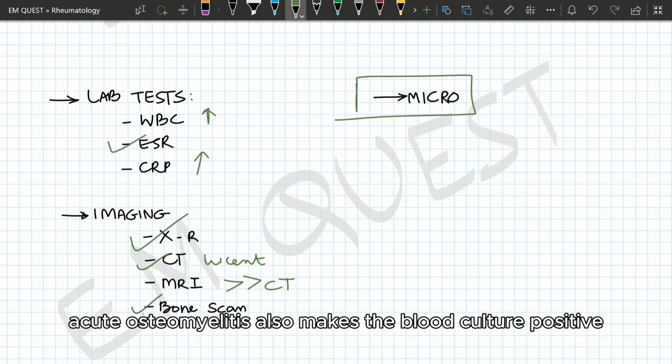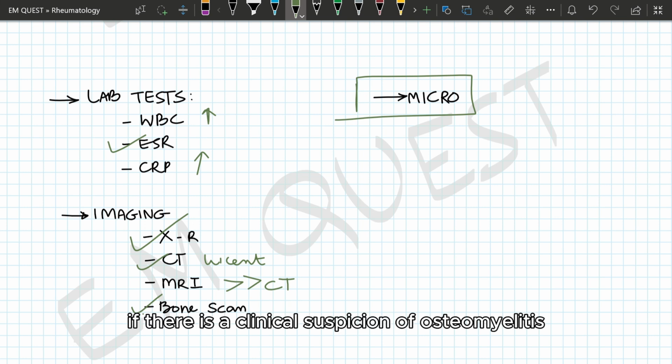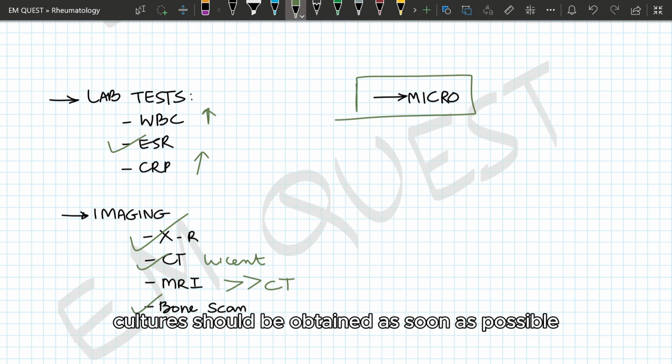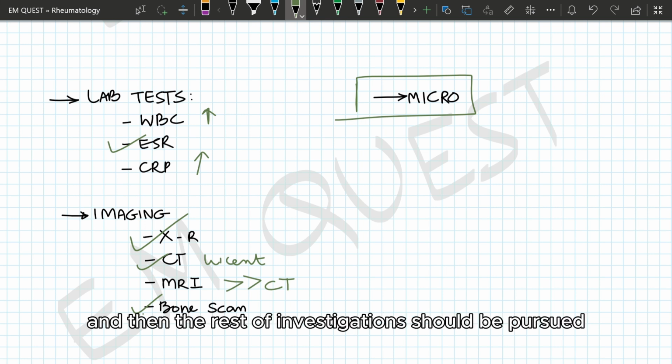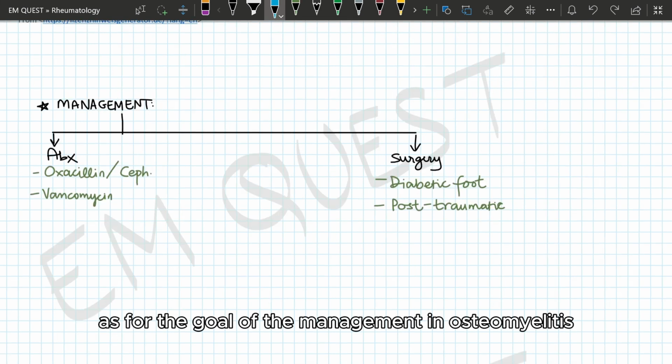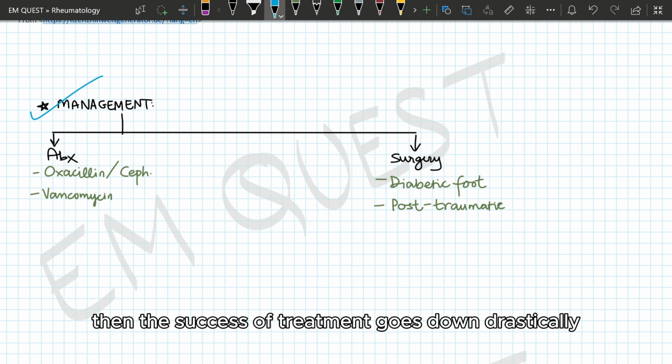Acute osteomyelitis also makes the blood culture positive, but in chronic cases of osteomyelitis, blood culture will be negative. This being said, if there is a clinical suspicion of osteomyelitis, cultures should be obtained as soon as possible, then start them on antibiotic therapy, and then the rest of the investigations should be pursued. As for the goal of the management in osteomyelitis, what we want to do is contain the infection before bone necrosis occurs, because once the bone necrosis has occurred, then the success of treatment goes down drastically.